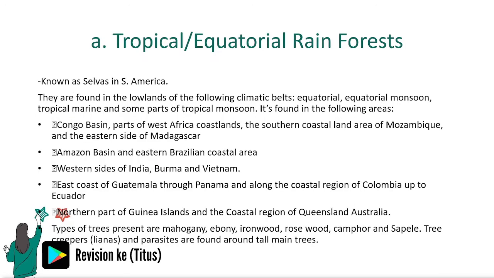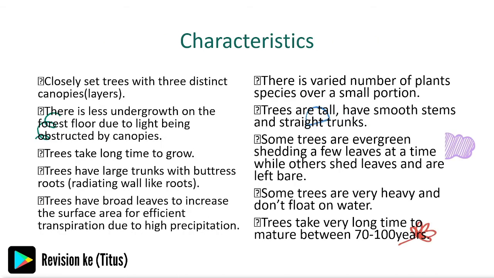We look at the tropical equatorial forests. They are found in the lowlands of the following climatic belts: the equatorial, monsoon, tropical marine, and some parts of the tropical monsoon. These are the areas where this type of vegetation is found. What are the characteristics? They are closely set trees with 3 distinct canopies or layers. That's the takeoff point from this one. You should not forget that. There is less undergrowth on the forest floor, due to the light being obstructed by the canopies.